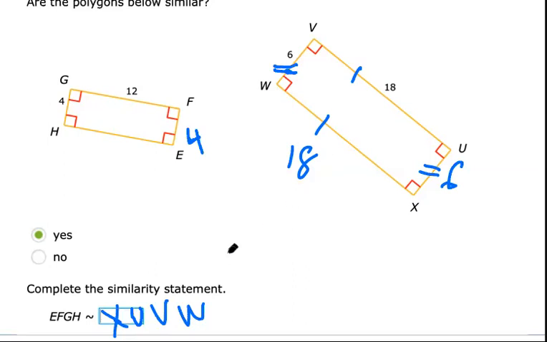And that should be my answer on that one. All right, and that'll be it for those sections.